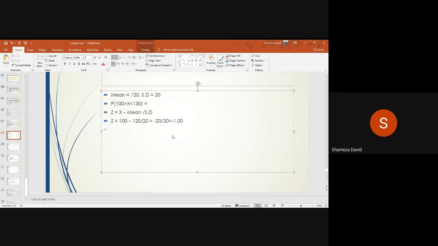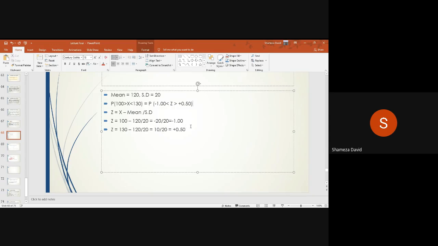We're working with two decimal places for these Z values. And for the second one, it's going to be 130 minus 120, again divided by 20, because it's always x minus mean divided by standard deviation. So really, the only value that's changing is the value in front, which is your x value. In this case, you're going to get a positive 10 divided by 20, which is equal to a positive 0.50. So then the probability that x lies between 100 and 130 is equal to the probability that Z lies between minus 1 and positive 0.5.